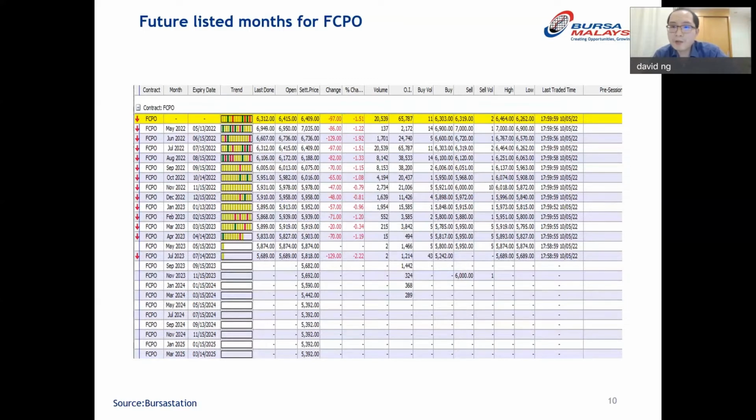So I think every time when people say what's the benchmark contract for FCPO, we always refer to the third month in the listed contract. Or rather, the easiest way to differentiate is to just look at the contract that's traded the highest volume. So right now, July is traded in a heavy volume, and that's where usually we refer to as the benchmark contract for the FCPO market.